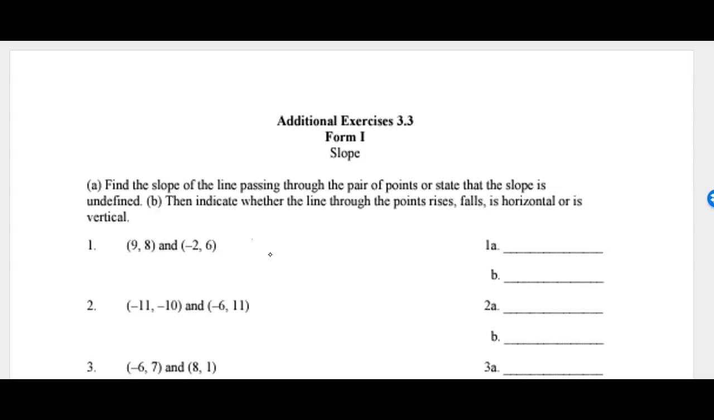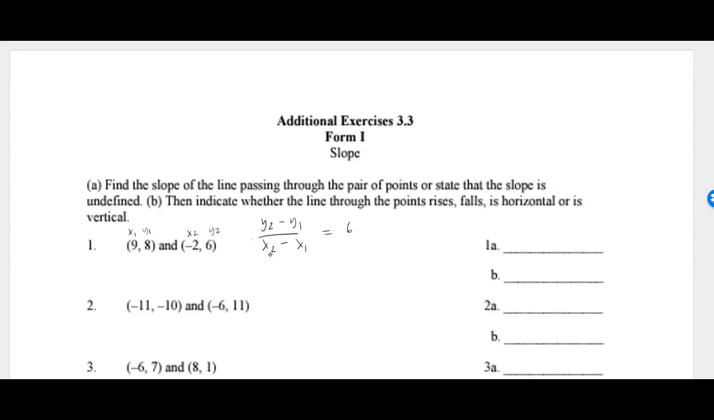So I'm going to label my values. I have x1 is 9, y1 is 8, x2 is -2, y2 is 6. The formula is y2 minus y1, rise over run. If I start with y2, I could do y1 minus y2, but then I'd have to do x1 minus x2. They have to be in the same order. And notice that x2 and y2 go together as a point. y1 and x1 go together as a point.